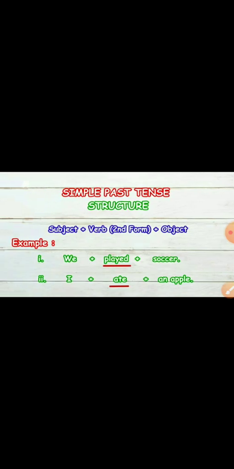Now let's see the structure of simple past tense. How to make simple past tense? With this structure, we will make it: subject plus verb second form plus object. Example: we played soccer. I ate an apple. In these two examples, the word played is the second form of play and ate is the second form of eat. So, this way we will frame simple past tense.